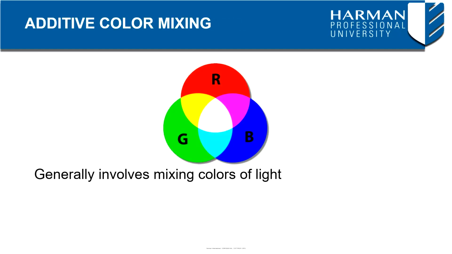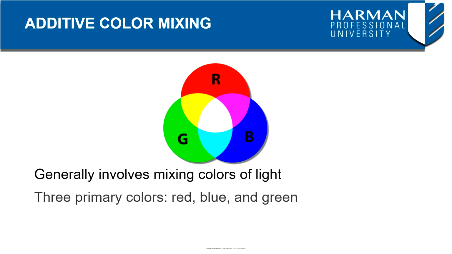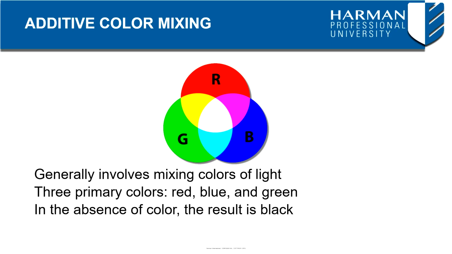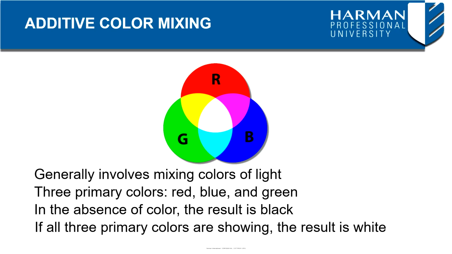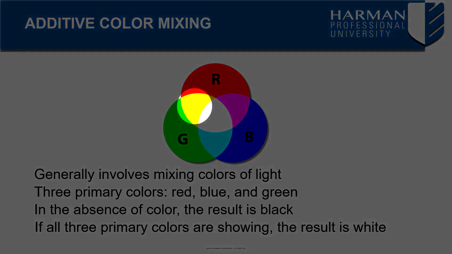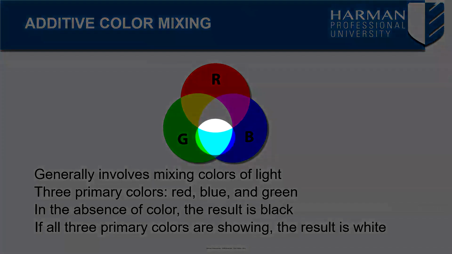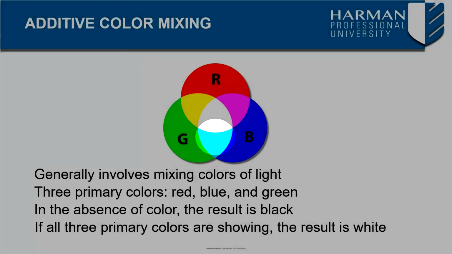The second is additive mixing of colors. This generally involves mixing colors of light. In additive mixing of colors, there are 3 primary colors: red, blue, and green. In the absence of color, or when no colors are showing, the result is black. If all 3 primary colors are showing, the result is white. When red and green combine, the result is yellow. And when red and blue combine, the result is magenta. And when blue and green combine, the result is cyan.